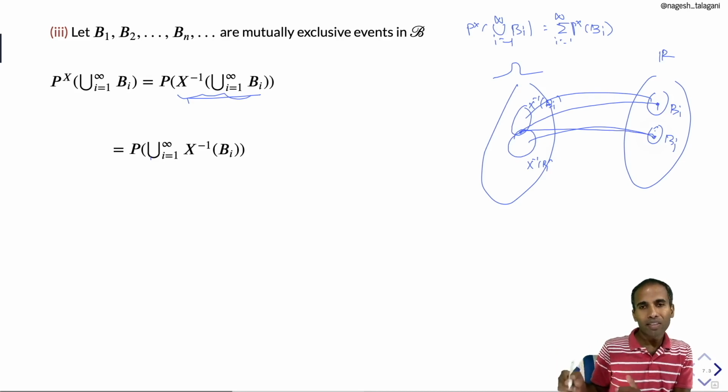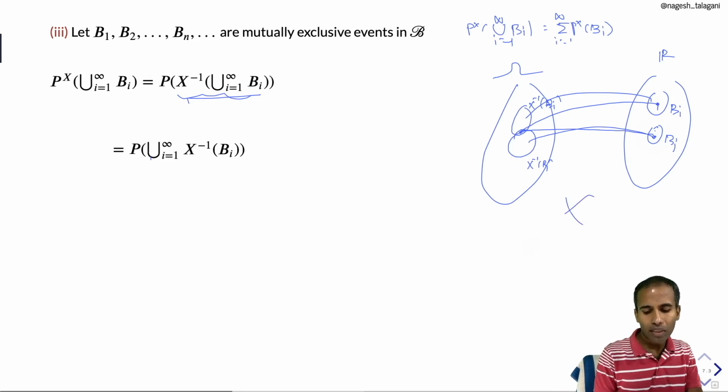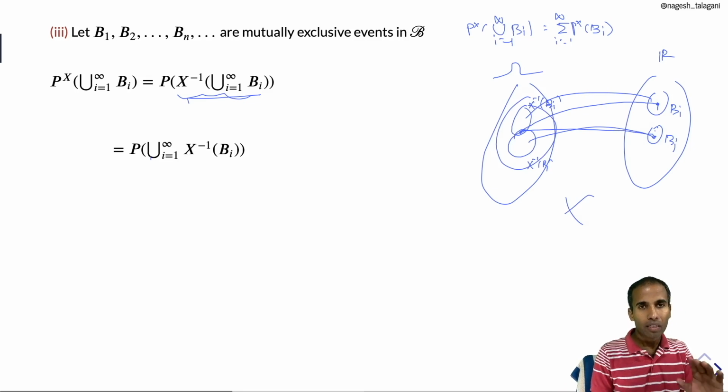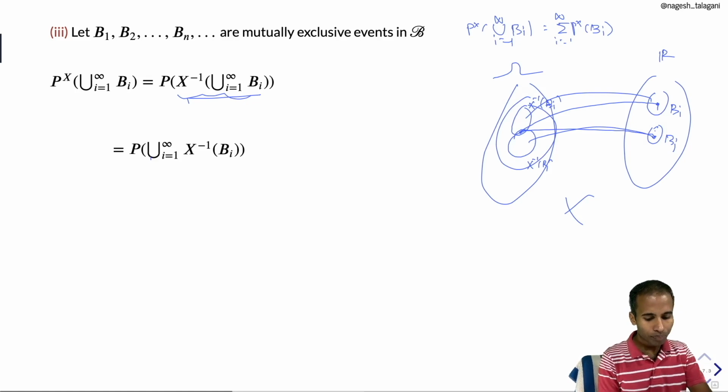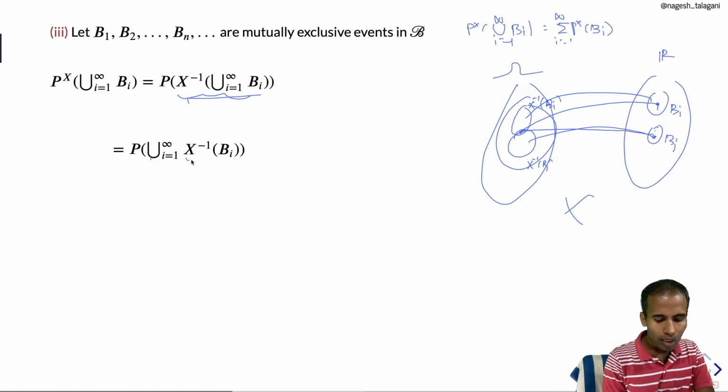That means X is not even a function, but a random variable is a function. So we cannot have this overlapping; this cannot happen. That's why when B1, B2, and so on, Bn are mutually exclusive, then their inverse images also must be mutually exclusive in script F. So all these events are again mutually exclusive.